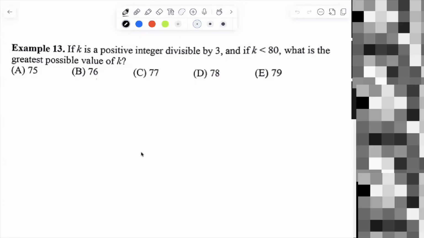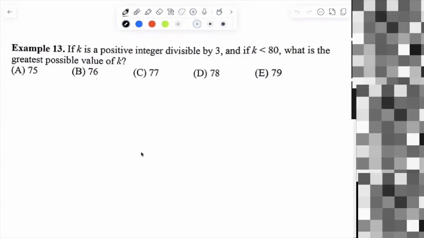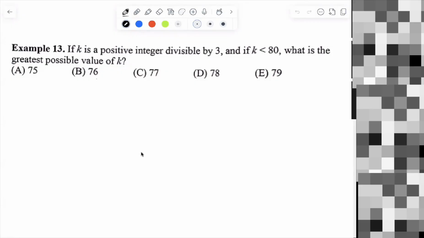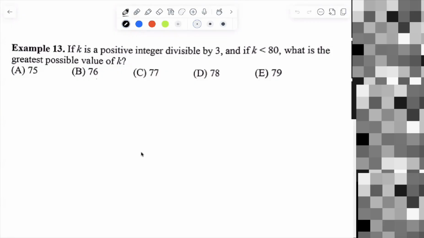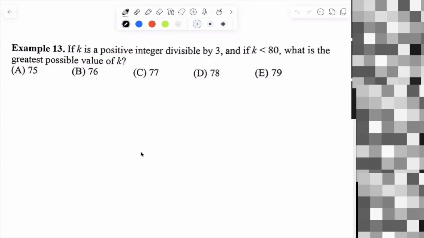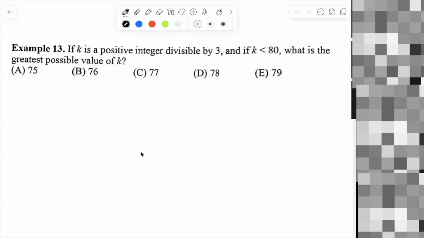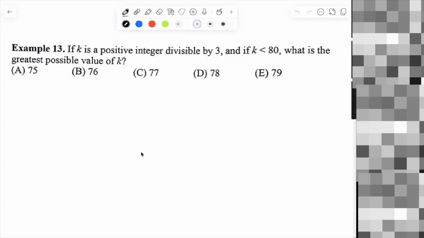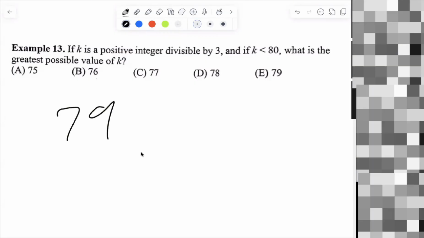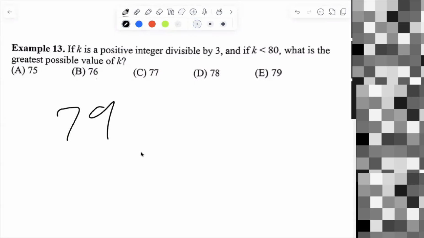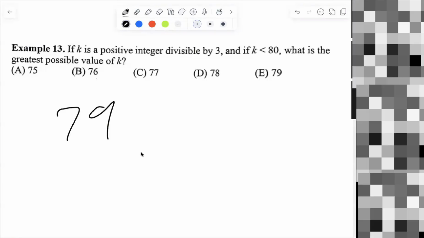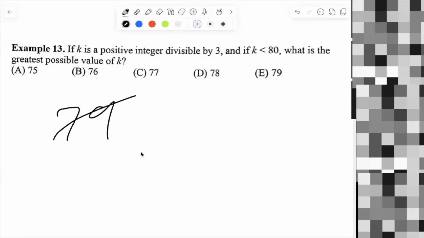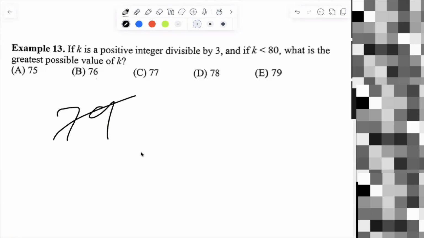If k is a positive integer divisible by 3, and if k is less than 80, what is the greatest possible value of k? Well, we know that k has to be divisible by 3 and k has to be less than 80. So let's start from 79. Notice that 79 is not divisible by 3. Here we can rule this out because the sum of the digits is not divisible by 3.